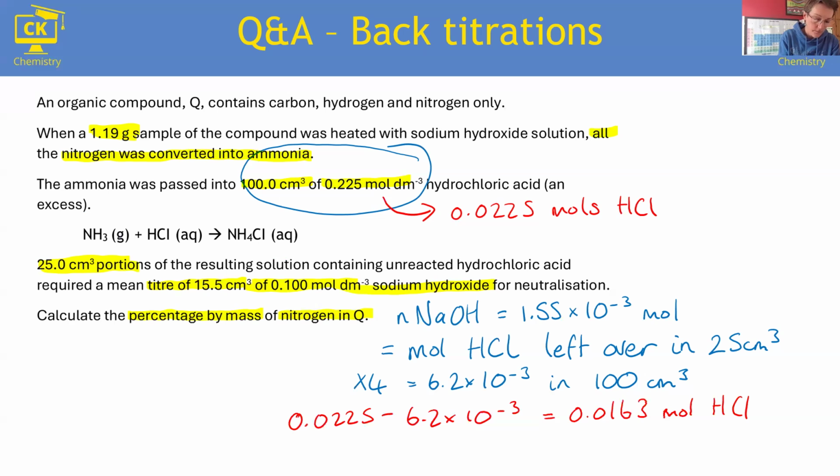If I look at my equation, that's a 1-to-1 ratio. It's not always a 1-to-1 ratio, so make sure we go back to the equation. 0.0163. So it means that my sample, my original sample, produced 0.0163 moles of ammonia. Ammonia has the formula NH3, so there's one nitrogen in every ammonia molecule. So that means I have 0.0163 moles of N, just N.